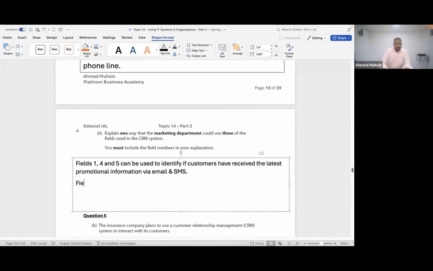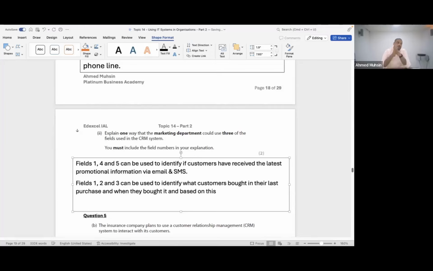So fields 1, 2, and 3 can be used to identify what customers bought in their last purchase and when they bought it. And based on this, go on. Think about a mobile phone store. What would they do? They know you bought a smartphone in your last visit, which was about 2 months ago. You can cross-sell. You can now start suggesting accessories. Okay, earphones, tempered glass, cover, power bank.